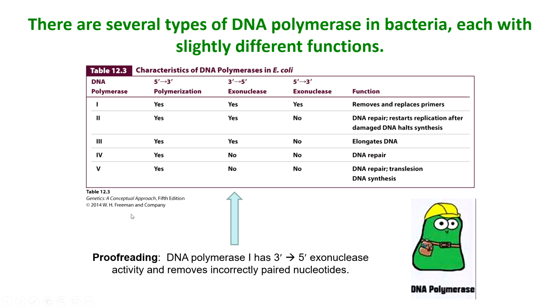There are lots of different types of DNA polymerases in bacteria, 5 in fact, and they all have slightly different functions. So the major elongation polymerase is this one, DNA polymerase 3. This one is elongating in a 5' to 3' direction. They all do that actually. It also can do it in the opposite direction.